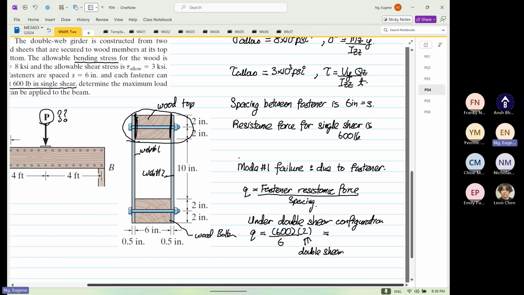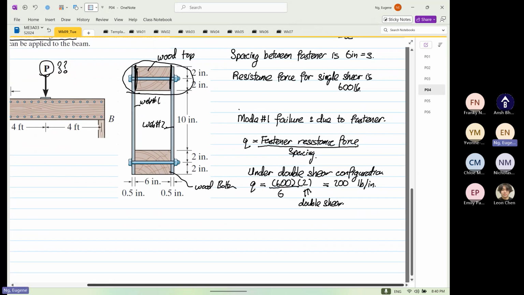So with this, we know that this is equal to 600 times 2 divided by 6. So it's equal to 200 pounds per inch. And with this, we can relate that Q is equal to Vq over I. From here, what we are going to do is determine our V. Now, this is mode one of failure. Later on we do the detailed calculation.